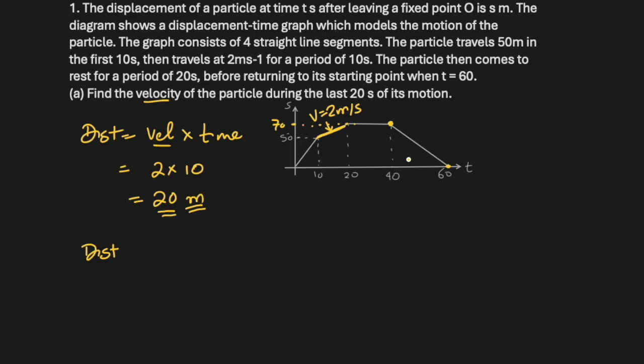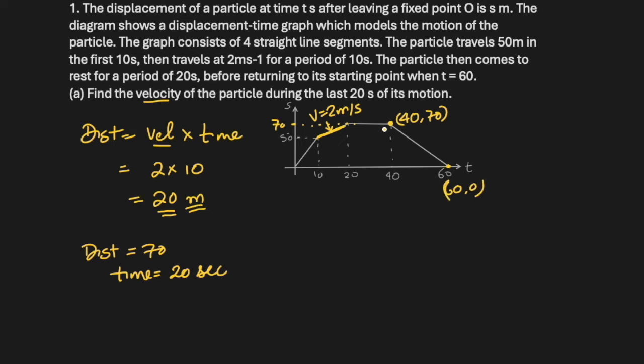In the last 20 seconds I'm talking about now. Distance is 70, right? Time is 20 seconds. Since the gradient is going to be negative here, let's not take the risk of the speed formula. We'll use the gradient formula. So what are the coordinates of this one? It is (40, 70), and this one is (60, 0).